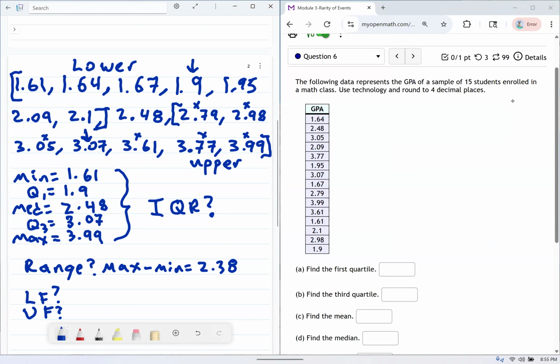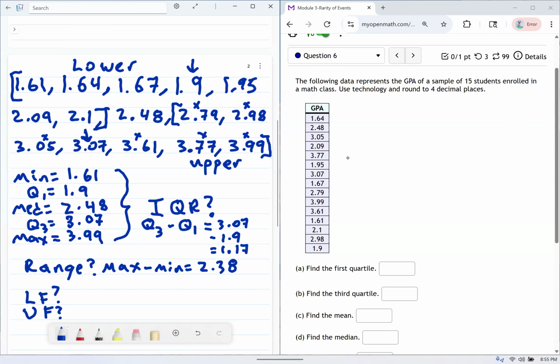The interquartile range is looking at how far apart the middle numbers are. In particular, it's telling me how far apart Q3 and Q1 are. It's the range of the inside. So if I take 3.07, Q3, subtract 1.9, Q1, this gives me my IQR of 1.17.